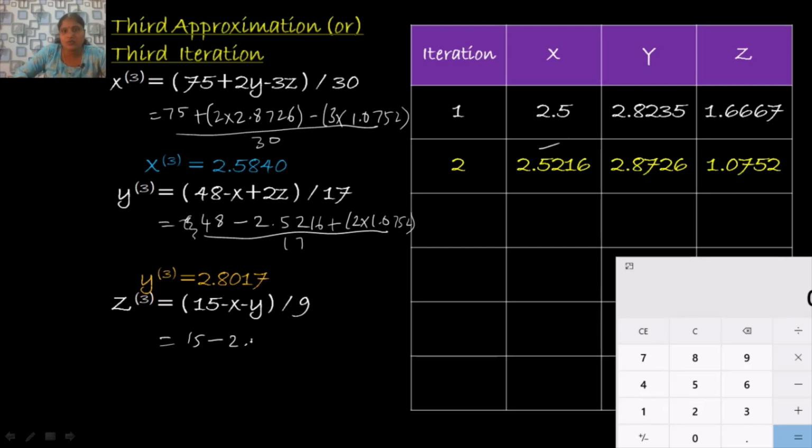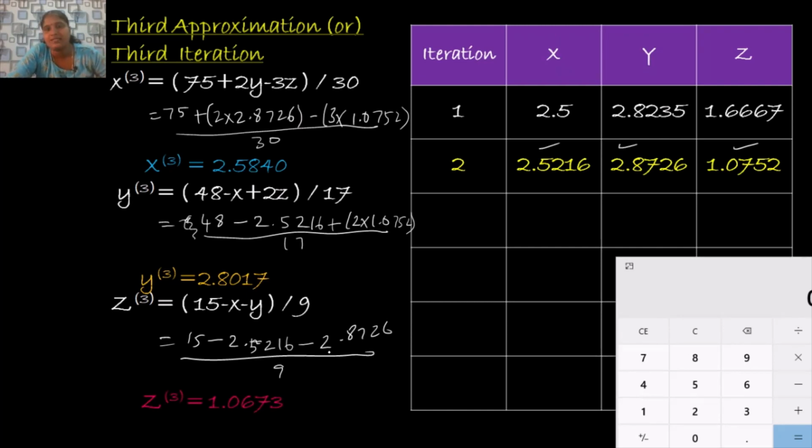Next we calculate the value of z, 15 minus x value is 2.5216 minus z value is y value is 2.8726 over 9. Simplifying this you get the value of z is 1.0673. So in the third iteration we get the value of x as 2.5840 and y value is 2.8017 and z value is 1.0673.